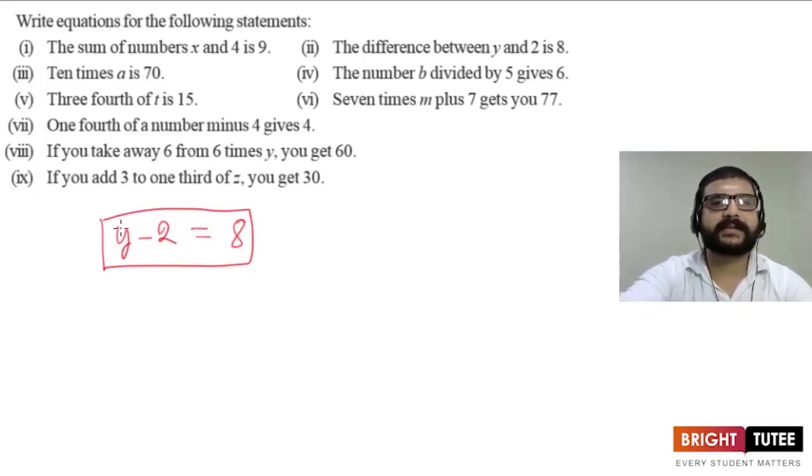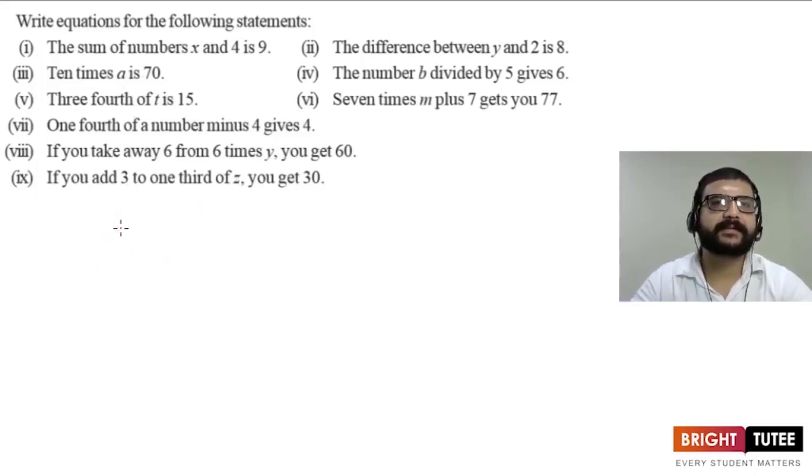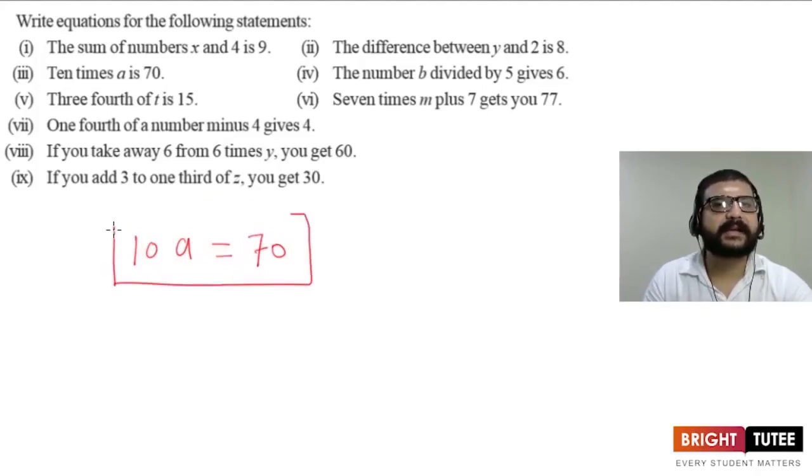Now what is the third statement here? The third statement is 10 times a is 70. 10 times a means 10a. Now 10a is 70. So this will be the equation representing the third statement given here.